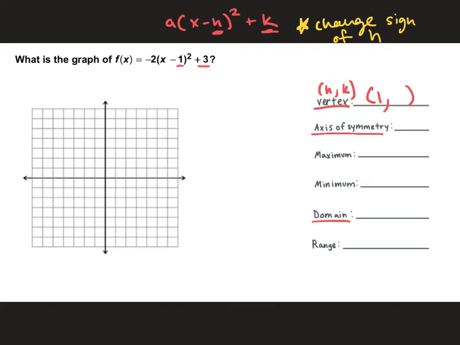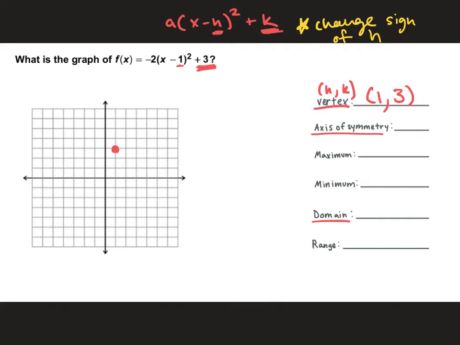What's our k? K is what's being added or subtracted outside, so what's being added or subtracted outside? 3. So our vertex is the point 1, 3. So we're going to go to our graph, we go to the right one and up 3. That's our vertex.